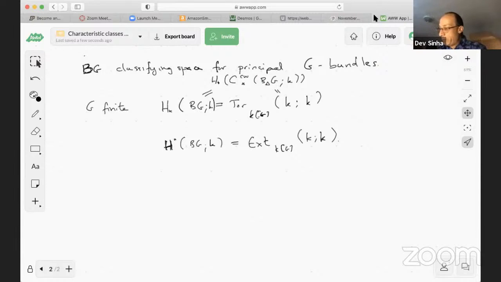A key example, basic in so many ways, is G the cyclic group of order 2. That's also the symmetric group on 2 elements. That's also the orthogonal group in 1 dimension, just multiplication by plus or minus 1.